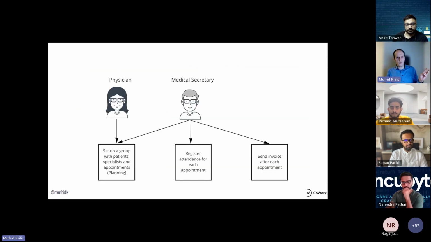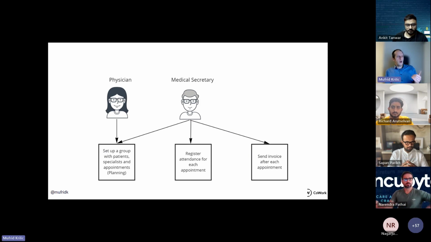Which roles are involved in the business processes of the check-in? We have the physician involved in planning, along with the medical secretary, while the medical secretary is mostly involved with registering attendance and sending an invoice.